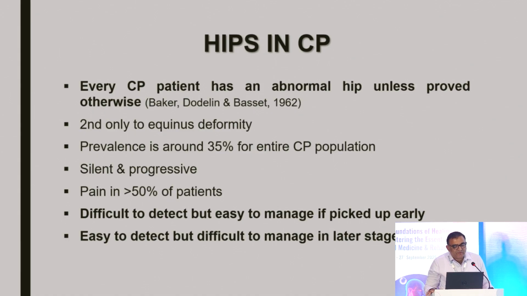The prevalence of hip subluxation is around 35% for the entire CP population. It is silent and progressive. Pain is seen in more than 50% of the patients. It is difficult to detect but easy to manage if picked up early. It is easy to detect but difficult to manage in the later stages.